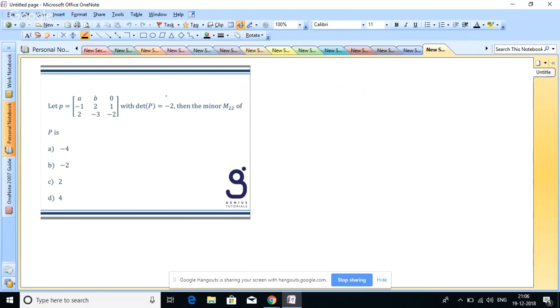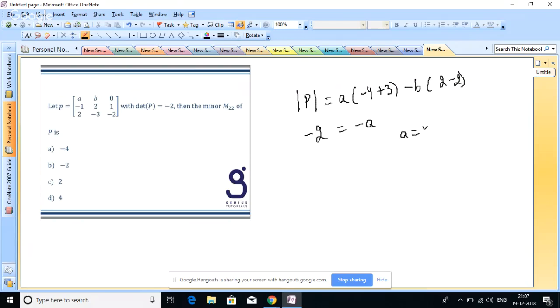Okay, next is: if P is equal to this matrix, then find minor M22. You just find the value of this determinant of P, and it would be A into minus 4 plus 3, minus B into 2 minus 2, and the rest is 0. So it will be minus A, and it is given as minus 2. So the value of A is 2. So one thing is clear, that the value of A is 2.